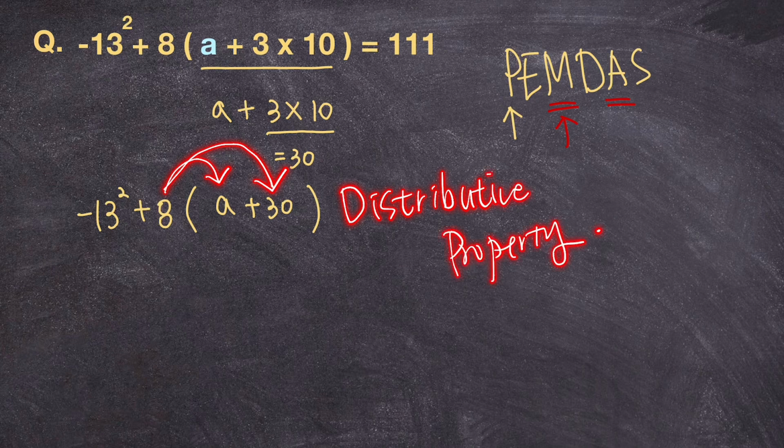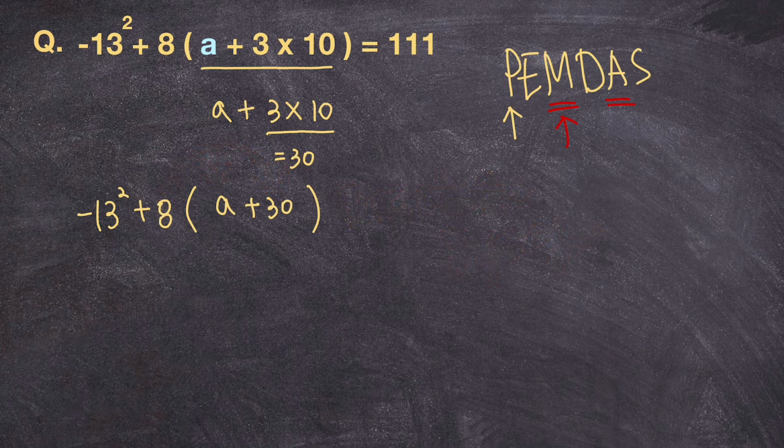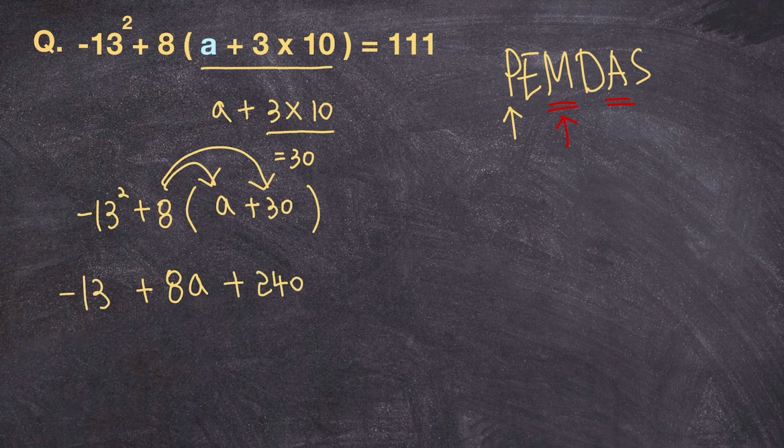So I distribute 8 to both a and 30. And if I do that, I get plus 8a, and then I get another plus 240. And that is in addition to negative 13 squared. Now from this, I know the next step is to get rid of this exponent.